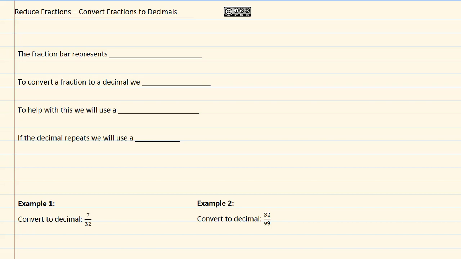Convert fractions to decimals. We took a fraction, it doesn't matter really which one, any one, and we wrote this down, 2/3. The fraction bar, which would be this right here, represents division. So to convert a fraction to a decimal, we divide. And to help with this, we're going to use long division.